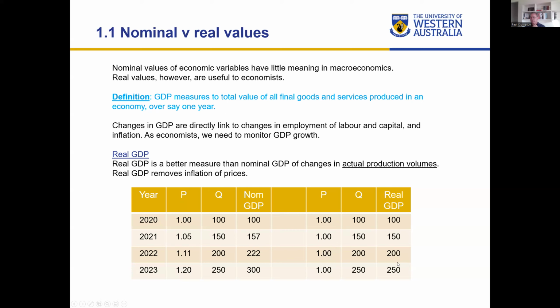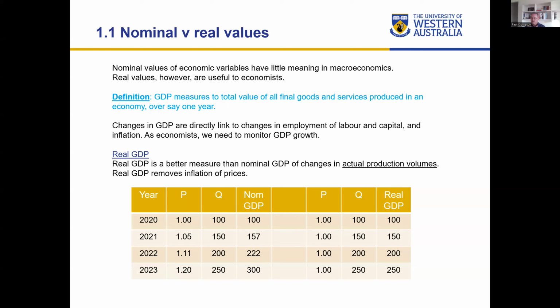Now, I could have calculated real GDP a number of ways. I could have, instead of $1 in this price column, I could have used the price level in 2023 and just made that $1.20. I would have ended up with different real GDP figures, but the growth rate in real GDP would have been the same. So looking at the growth rate in real GDP from this year to this year, I can work out that the growth rate was 50%.